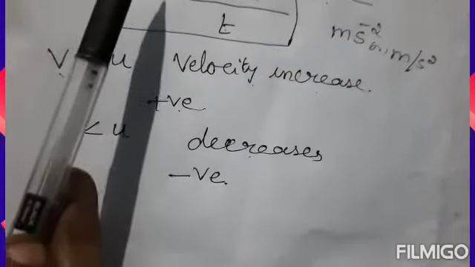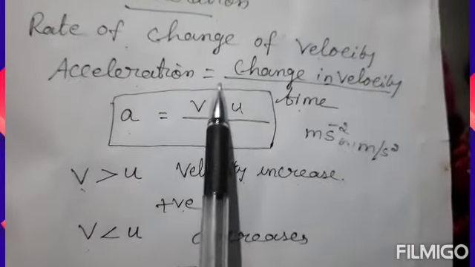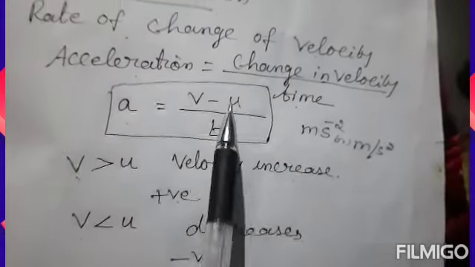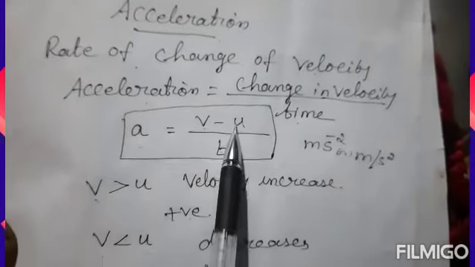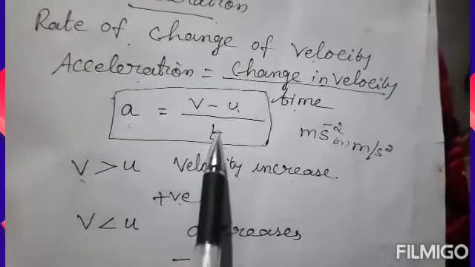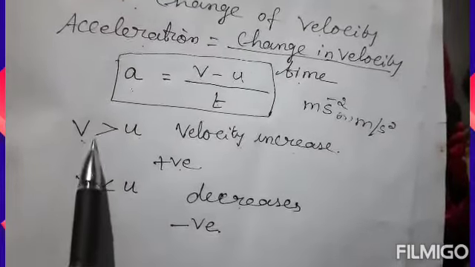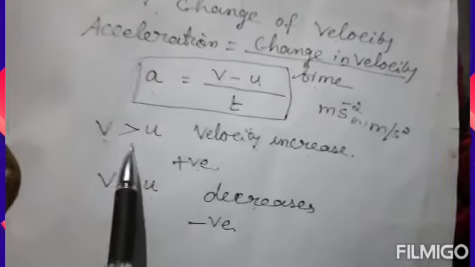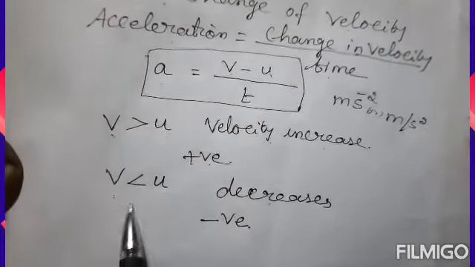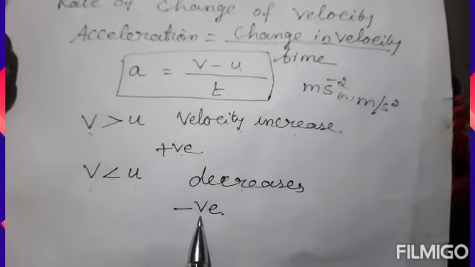So what's the definition for acceleration? Rate of change of velocity. Acceleration equal to change in velocity divided by time. Acceleration is denoted by the letter a, final velocity by the letter v, initial velocity by the letter u, and the time t. So the formula for acceleration: a equal to v minus u divided by t. What is the unit of acceleration? Meter second power minus 2. Suppose the final velocity is greater than initial velocity, velocity increases, the acceleration is positive. Final velocity is less than initial velocity, the velocity decreases, so the acceleration is negative.